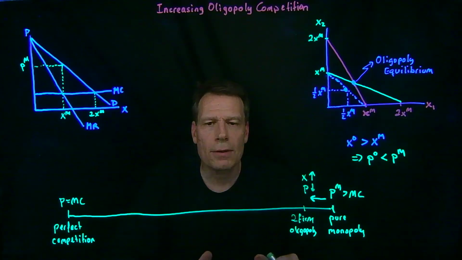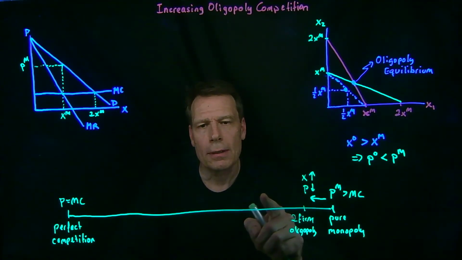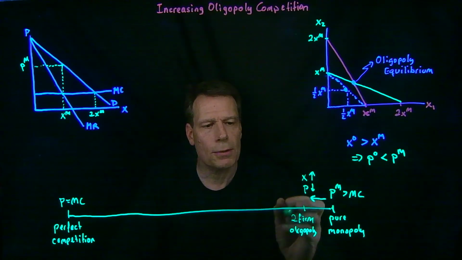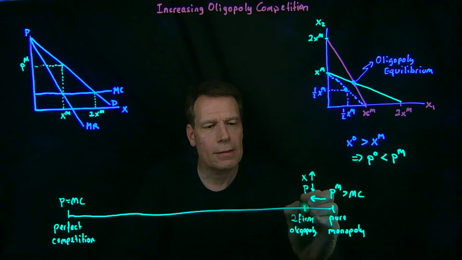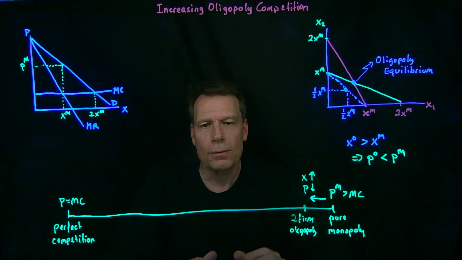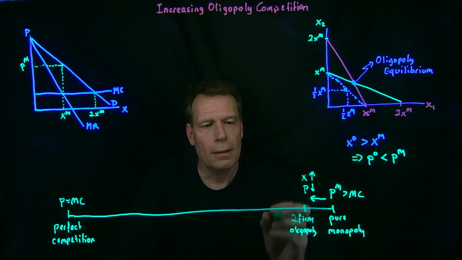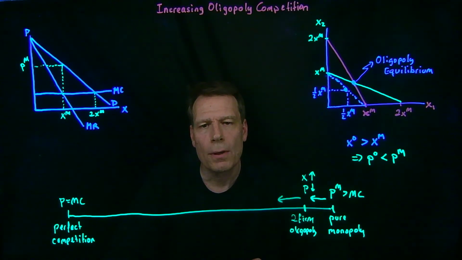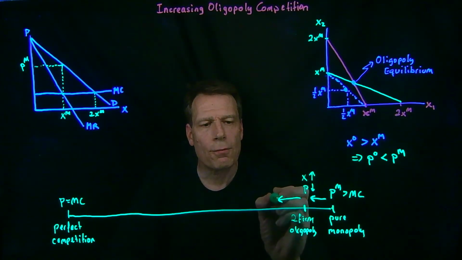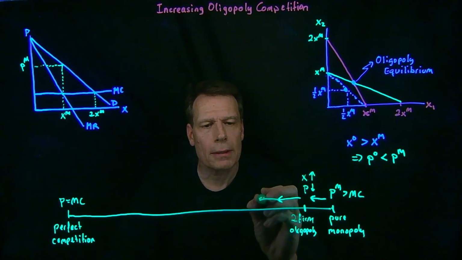Now, before we get together in class, I'd like you to think about what your intuition would tell you will happen if we move further in the direction towards perfect competition. So instead of just adding a second firm to the single firm in the monopoly, what if we added a third firm to the oligopoly? What does your intuition tell you will happen to the quantity and the price as we move further in that direction? What if we add a fourth firm to the oligopoly?